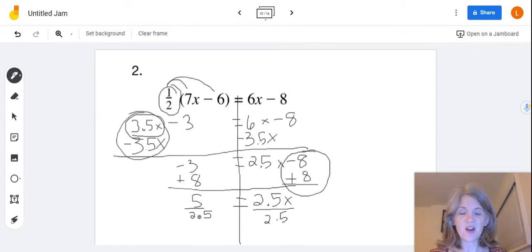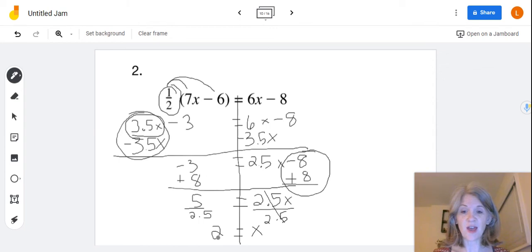So 5 over 2.5, you might notice that 2.5 is half of 5. So if I were to simplify this, or you could even do the division on a calculator, you'd see that it's 2. 5 divided by 2.5, it goes in 2 times. And this gives me 1x. So my final solution is x equals 2.